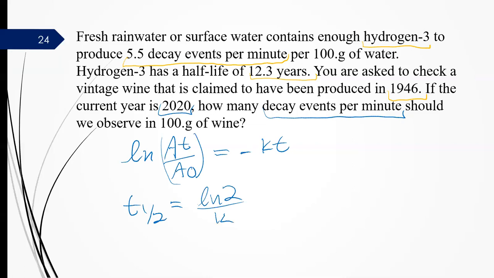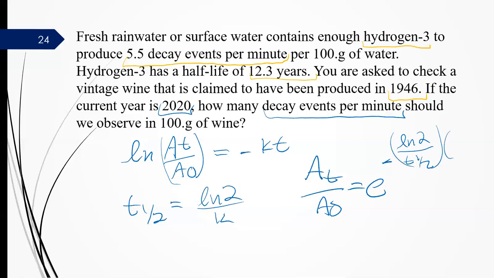And so if we imagine this, you can see AT over A naught is equal to e to the negative ln of 2 divided by our half-life times our time. So we can combine all those into one equation.